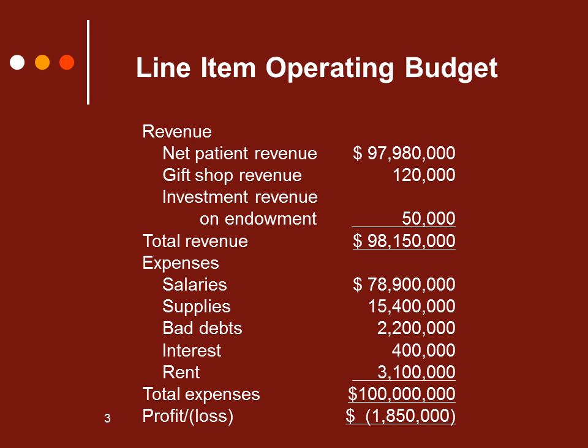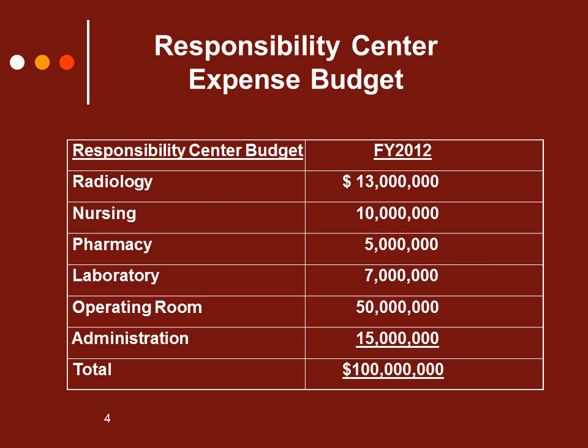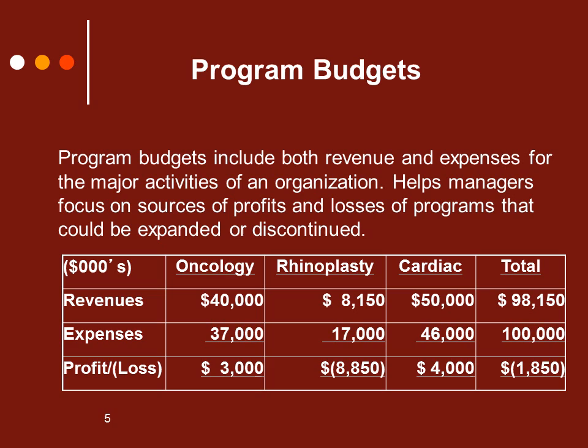Here is an example of a line item operating budget. And this is an example of a responsibility center expense budget. Program budgets include both revenues and expenses for the major activities of an organization. It helps managers focus on resources and sources of profits or losses of programs that could be expanded or discontinued.